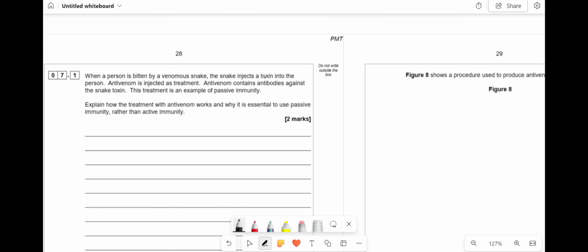So the question says, when a person is bitten by a venomous snake, it injects a toxin into the person. Anti-venom is then injected as a treatment.